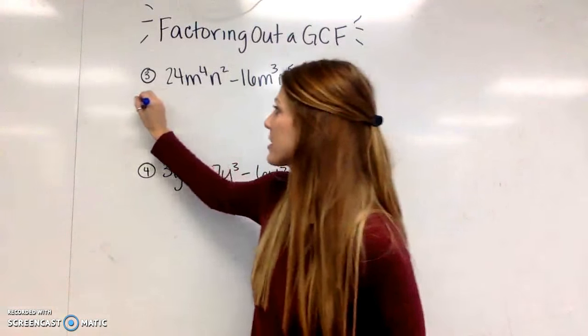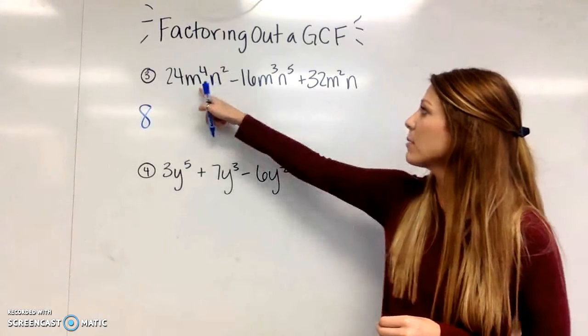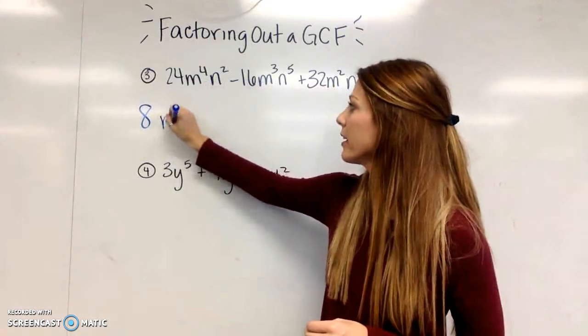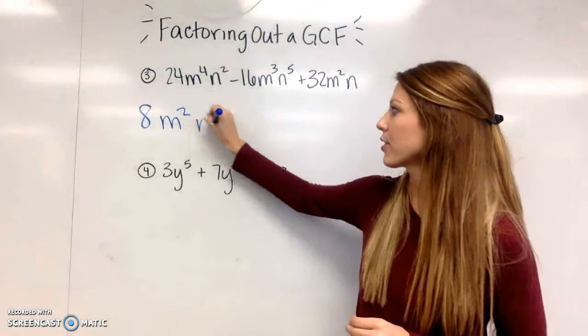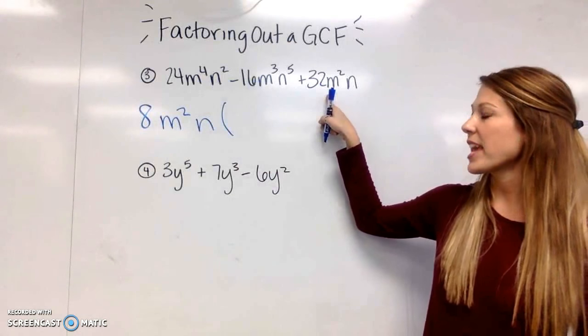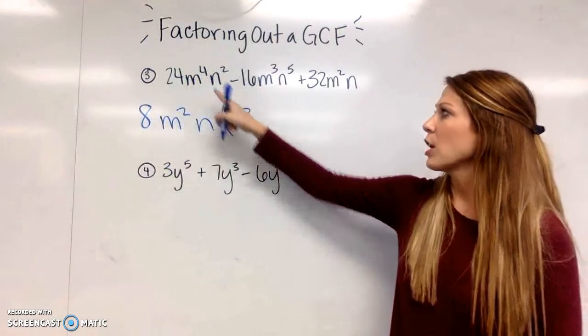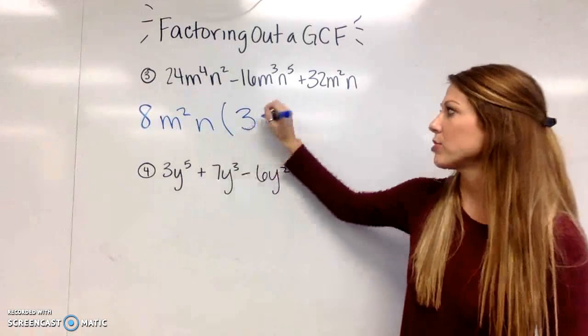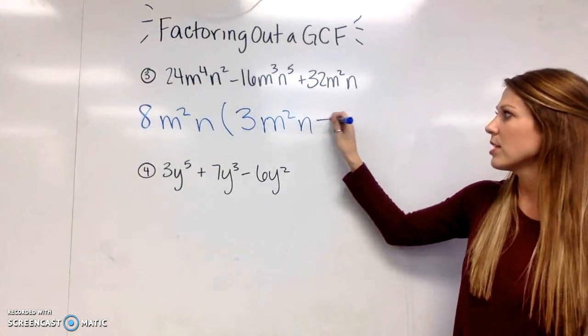But then we also have some m's and n's in common. So let's see, m's, they all have at least m squared. And they all have at least n to the first power. So our greatest common factor is 8m squared n. And so we're going to divide each one of these terms by 8m squared n. So 24 divided by 8 is 3. We started with m to the 4th and pulled out 2, so now we have m squared. We started with n squared and pulled out 1, so we just have 1 n left.